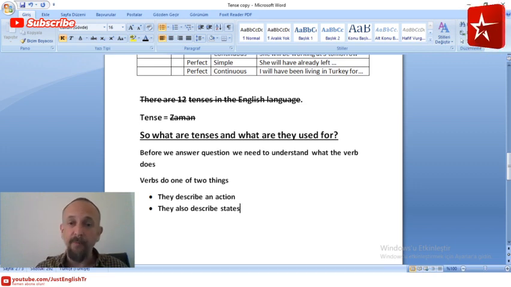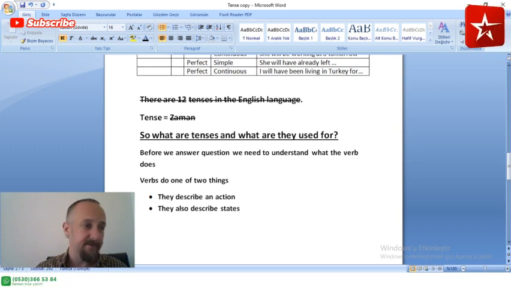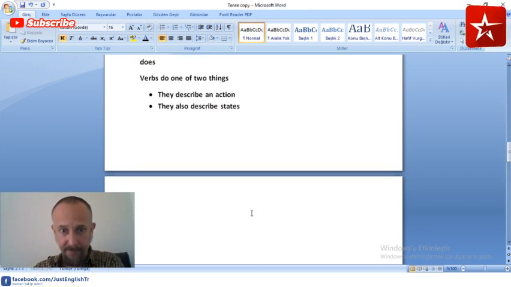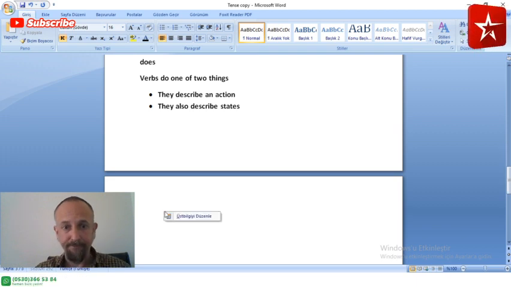So that's where we need to begin. What does that verb do? Is that verb describing an action, or is that verb describing a state? And I'm going to drop it in here somewhere. We'll go back here.